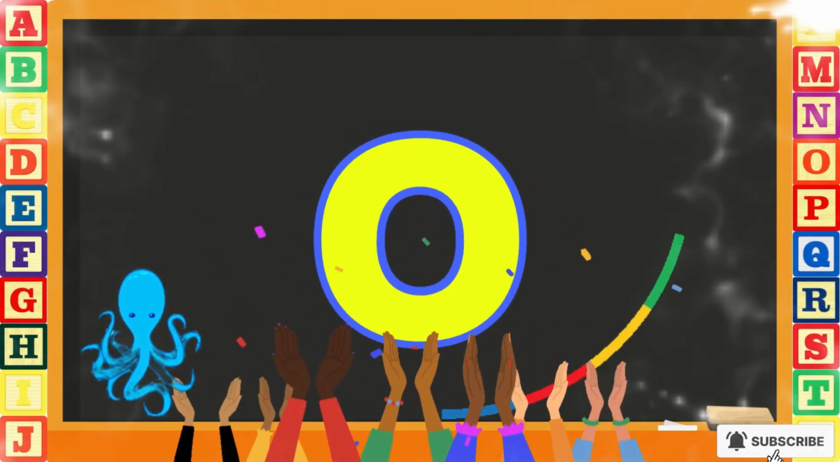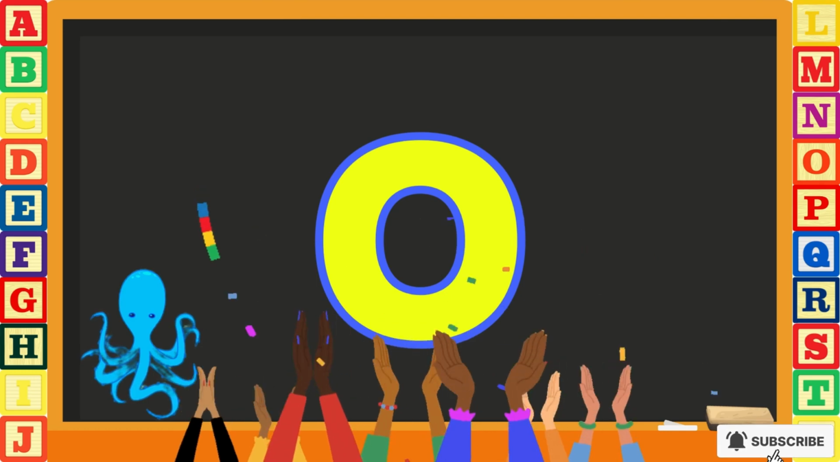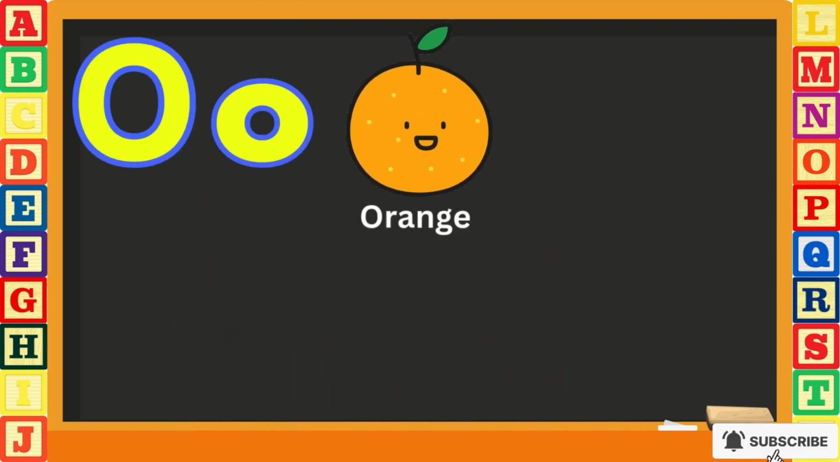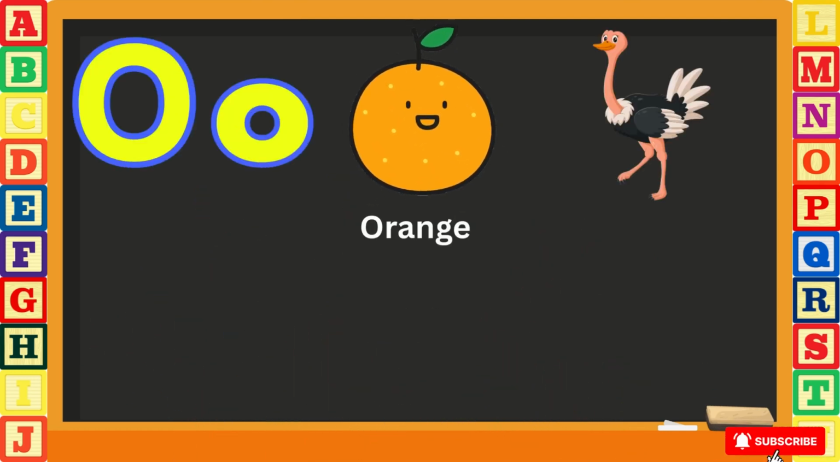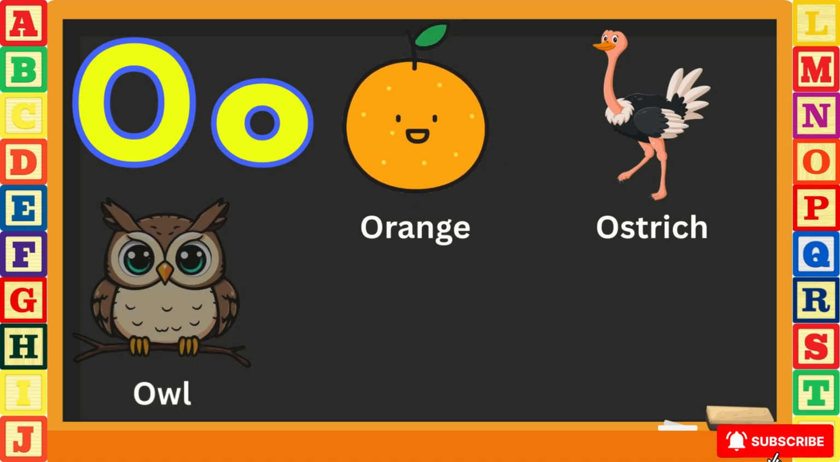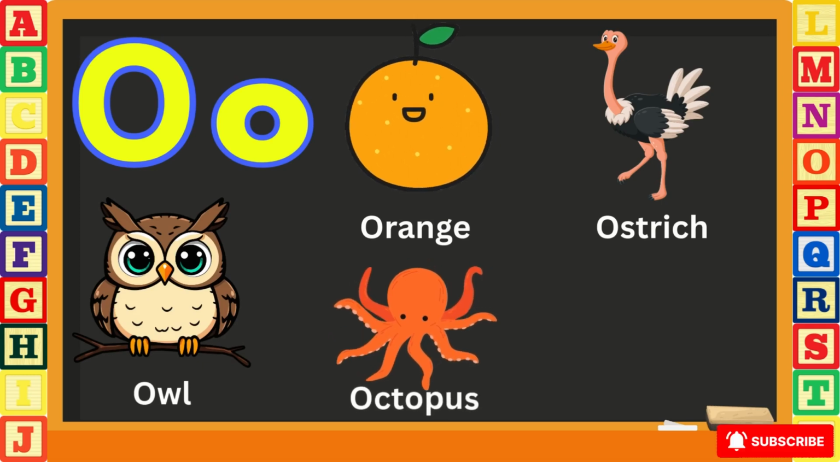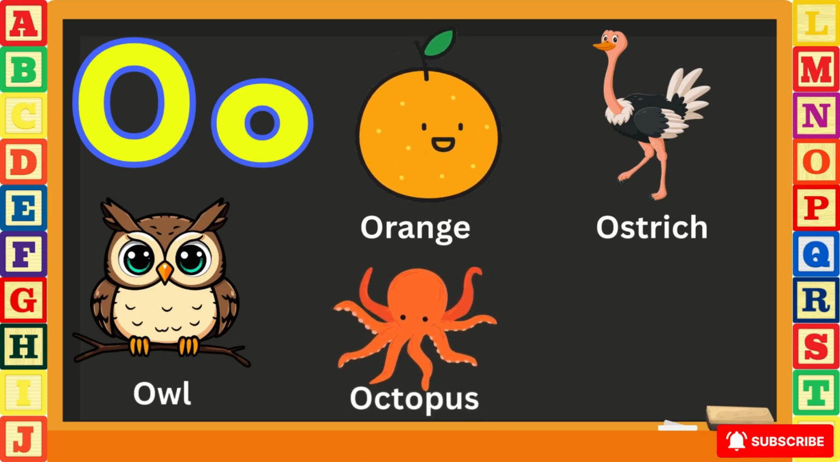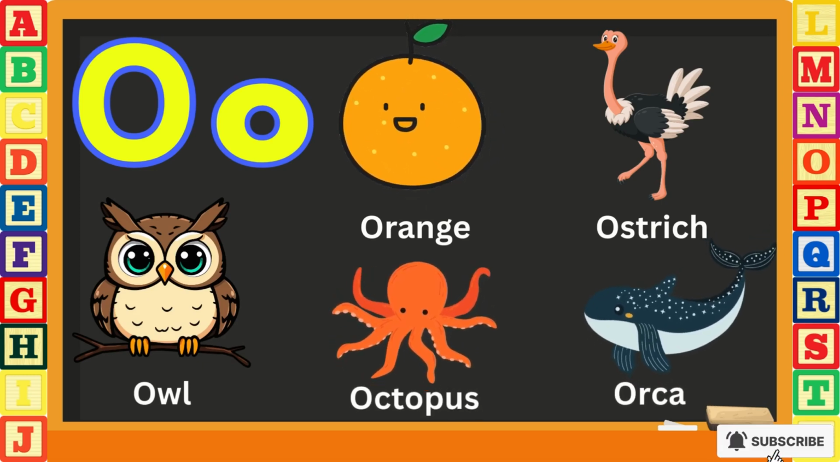Fantastic work, kids! O is for orange. O is for ostrich. O is for owl. O is for octopus. O is for Orca.